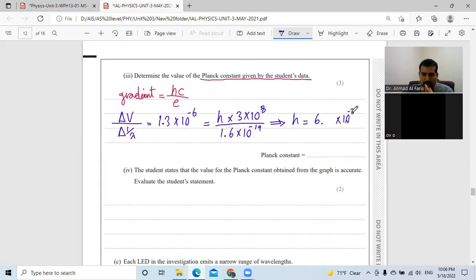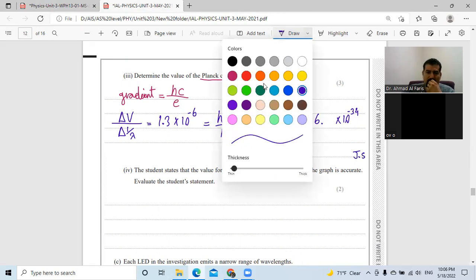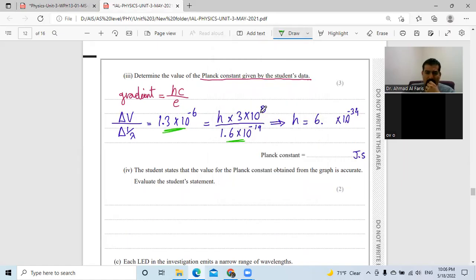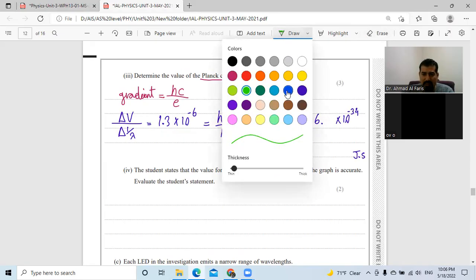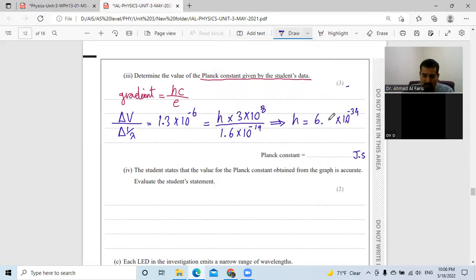How much? Multiply, yes. Multiply this by this, divide by 3 times 10 to the power of 8. Okay, now your value, it's out of the accepted answer, so you lose a mark out of 3. Okay, it's 6 point what? 93 times 10 to the power of what? 6.93 times 10 to the power of what? -34 joules.